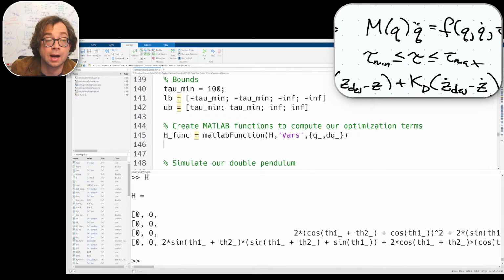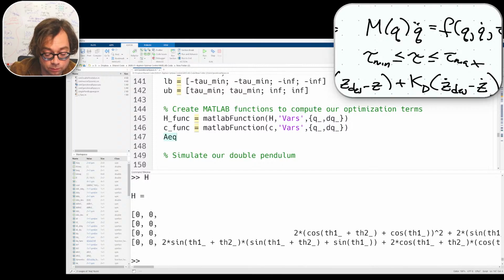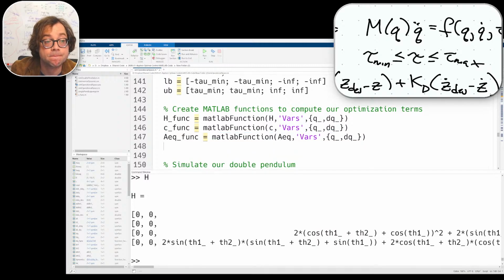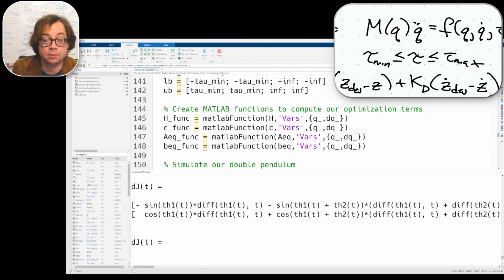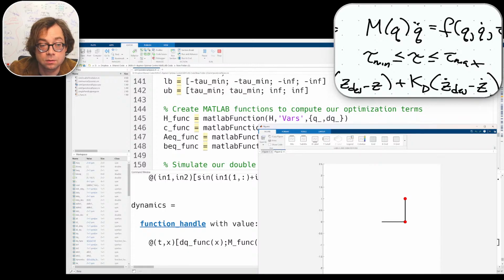We want to do the same thing for our C function, for our linear terms, for our cost. C takes Q and DQ. They are not dependent upon torques. Of course, the torques are decision variables, so they shouldn't show up at all. Q and DQ. We also want an AEQ function, which is the same thing: we want to take in Q and DQ. I think we just need to know our position and speed. We want to do that for the BEQ function as well. And we run that, and it should create those functions, assuming we did it right. Okay, it didn't give any errors, moving right along.